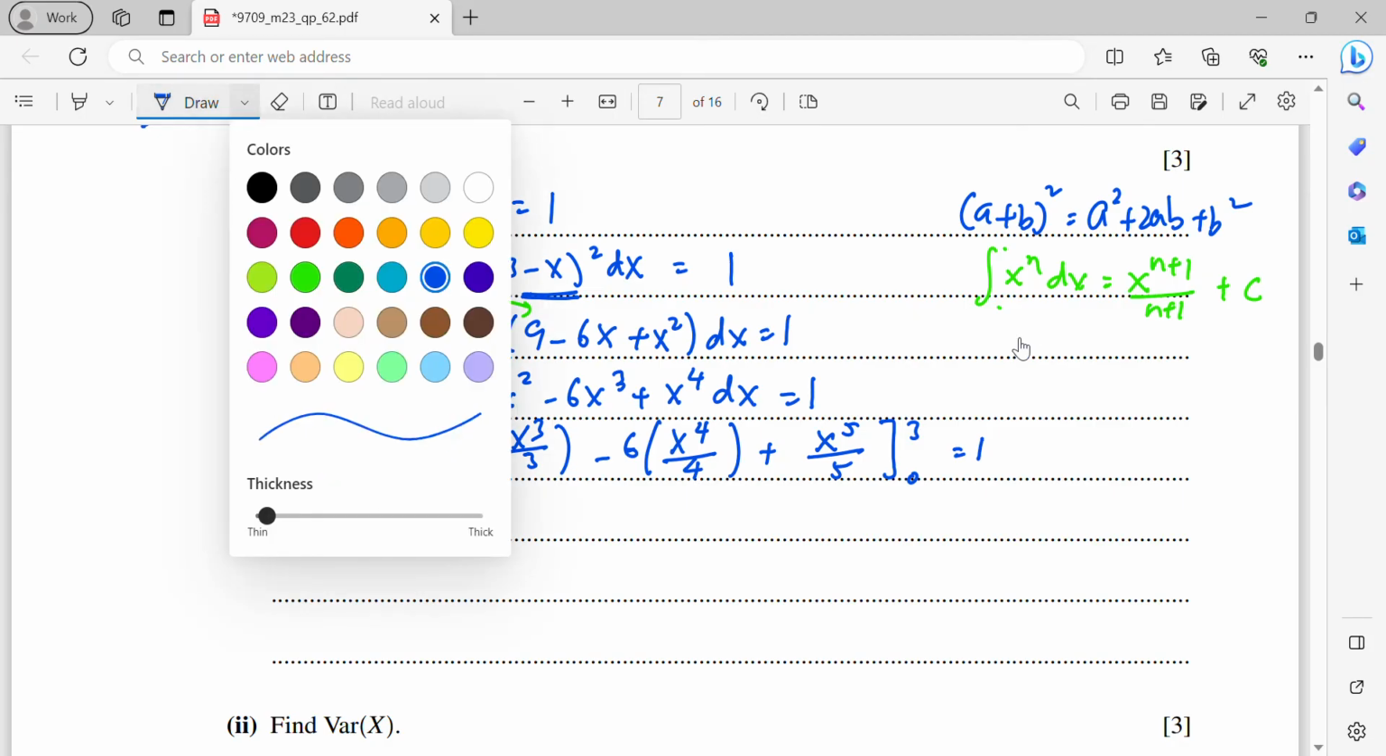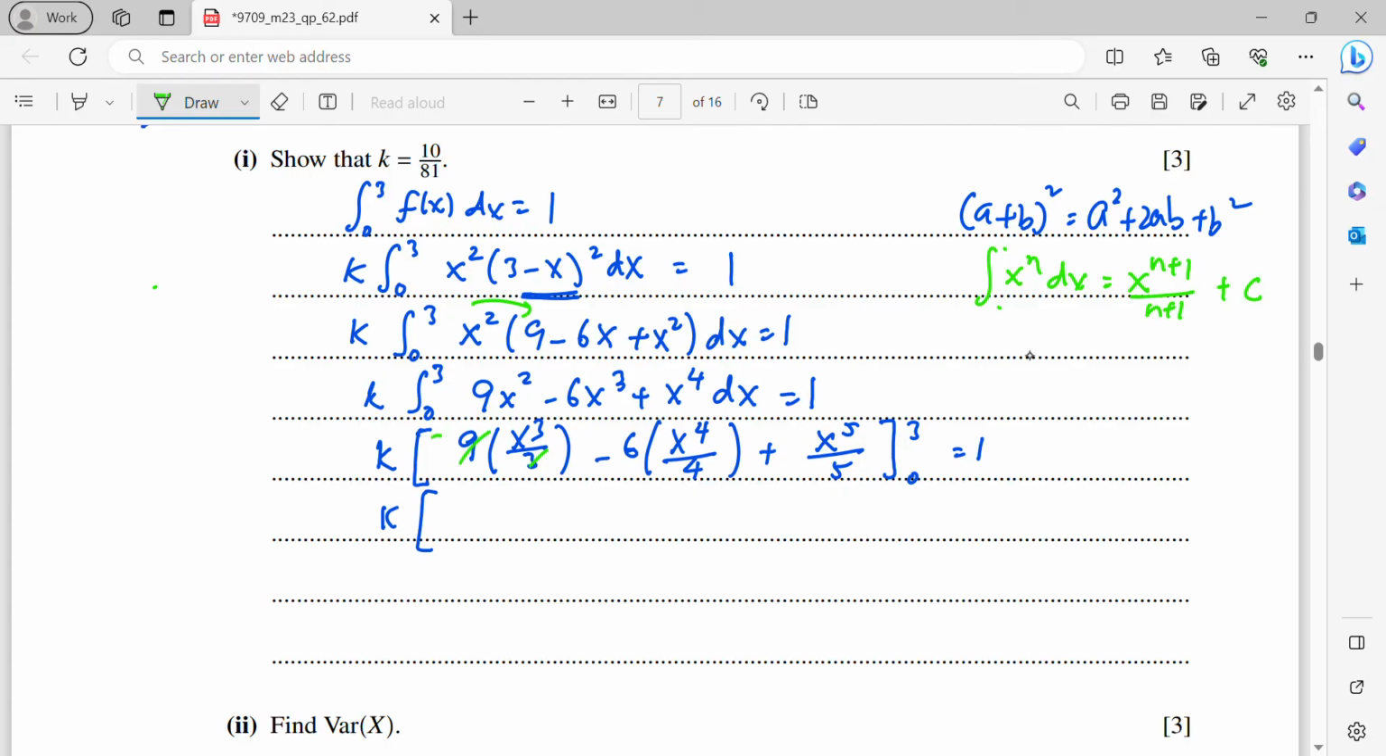The 9 over 3 is going to be 3. So here I will change to 3. This is 2 and here numerator is 3. Then I will just directly replace the x by 3 first. So I will get 3 bracket 3 cubed minus 3 over 2, 3 degree 4 plus 3 degree 5 over 5.